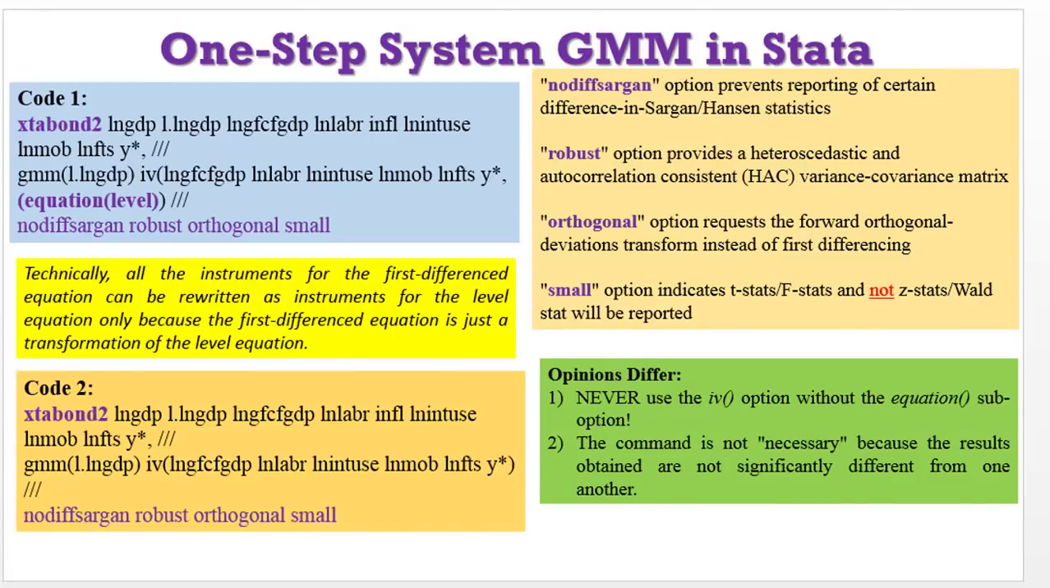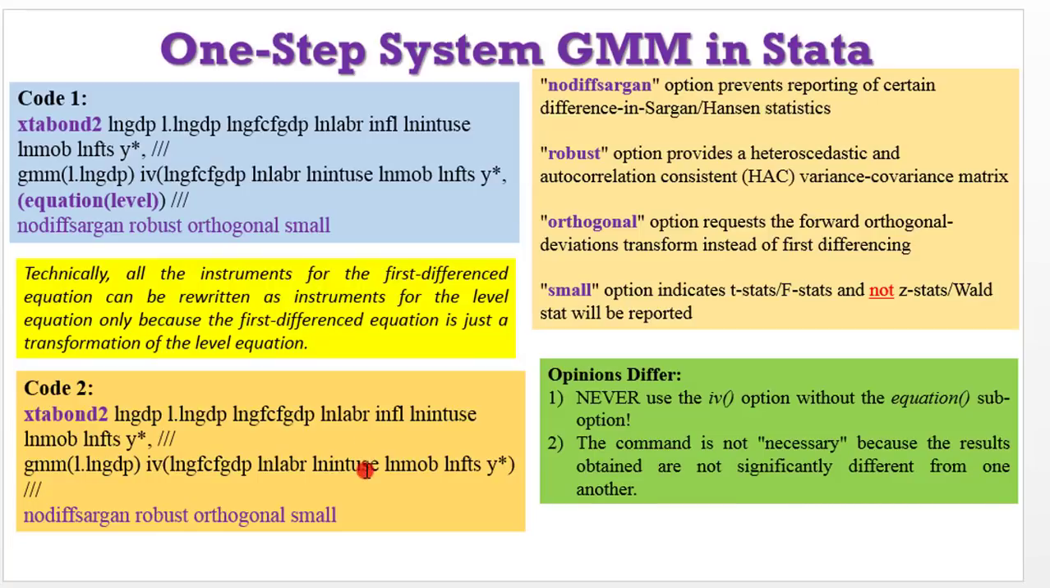On the screen are 2 codes that you can use to estimate the One-Step System GMM. In the first code, we have the sub-option equation level, and in the second code, the sub-option equation level is omitted. The popular opinion is that the first code is what Arellano-Bover and Blundell-Bond actually simulated by using the first difference instruments for the level equation and the level instruments for the first difference equation. So technically, if you are using the first code, you are simply telling Stata to use more instruments than what we would have obtained if you are using the second code.